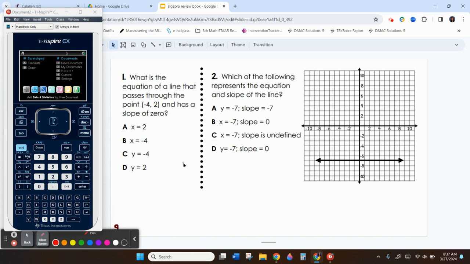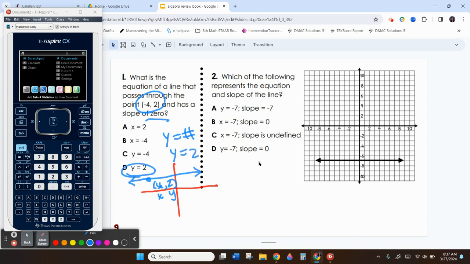Problem number 1. What is the equation of a line that passes through the point (-4, 2) and has a slope of 0? If I were looking at the x and y axis, it has to pass through -4, so let's go left 4, up 2, and it has to have a slope of 0, which means it has to be a flat line like this. Since it's a horizontal line, remember that that's going to be y equals a number, and we're looking for the y value that it goes through. Since it goes through 2, our equation is going to be y equals 2.